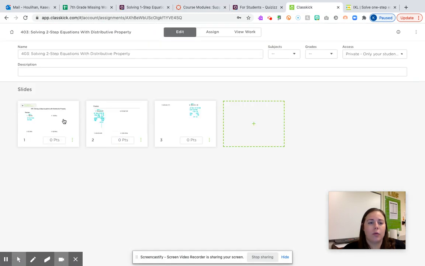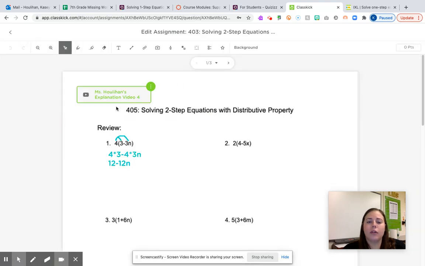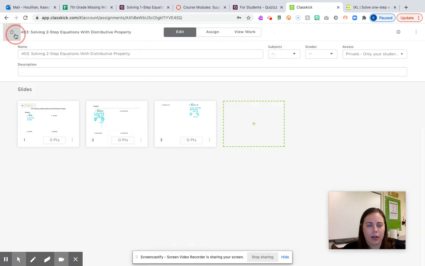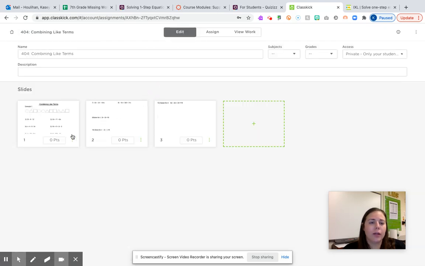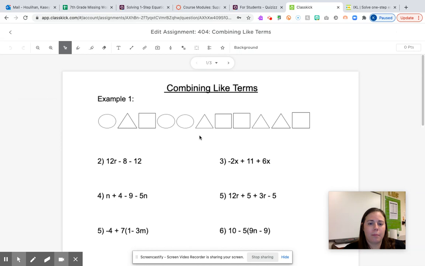All right, so I'm going to go over solving two-step equations with distributive property. Oh, look at that. I already made you all a video, so you should have had that done for last week. All right, so I'm going to go to this week. Here we are, combining like terms.